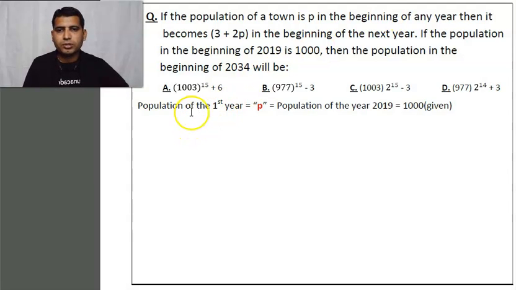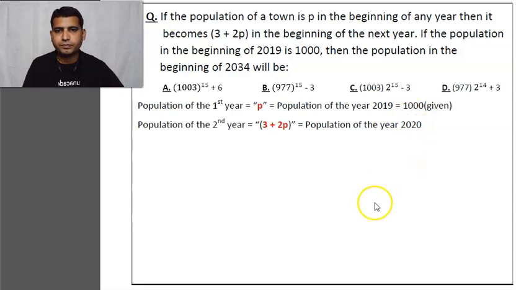Okay, so the population of the first year is equal to P, which is equal to the population of the year 2019, which in turn is given to us as 1000. Now, what about the population of the second year?